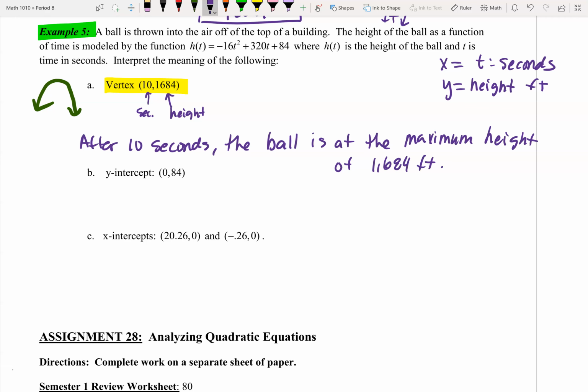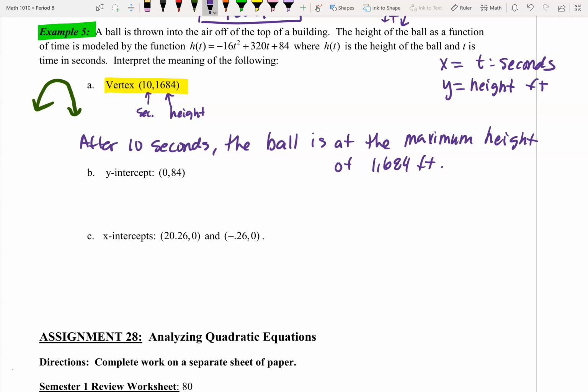1,684 feet. Yes. Could you say after 10 seconds the ball's maximum height is 1,684 feet? Yeah. It sounds like that's the maximum height at 10 seconds instead of the overall maximum. But it's okay. I'm not an English teacher, so I think we would get the gist of it. Yes. The ball reaches a maximum height of 1,684 feet. That's your whole sentence. After 10 seconds. Perfect. Okay.